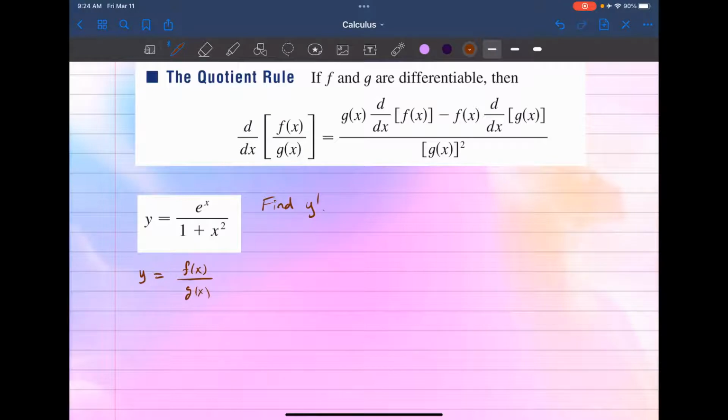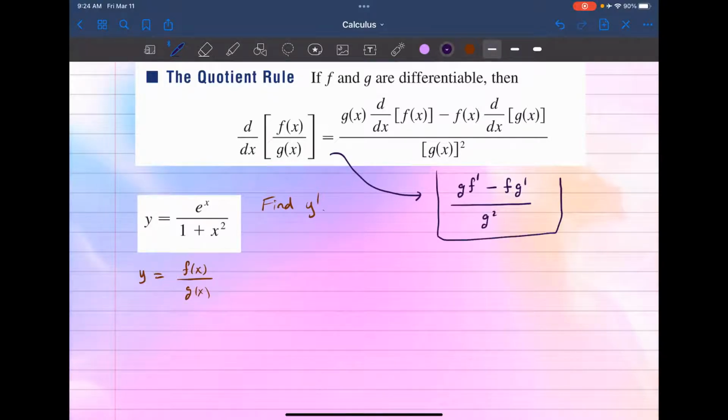Now, sometimes this notation might seem very difficult for you to remember the formula. You can also remember this as follows. You keep the bottom, you differentiate the top, which is f prime, minus, now we keep f, differentiate the bottom, all over bottom squared. So that's kind of like the shortcut version of the quotient rule. You don't have to keep writing that g and f are functions of the variable x. We can use the prime notation. So let's go ahead and differentiate this.